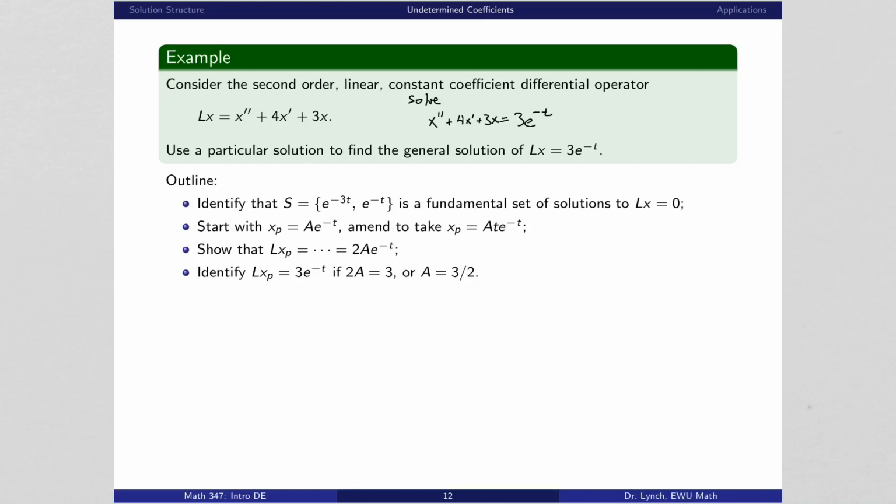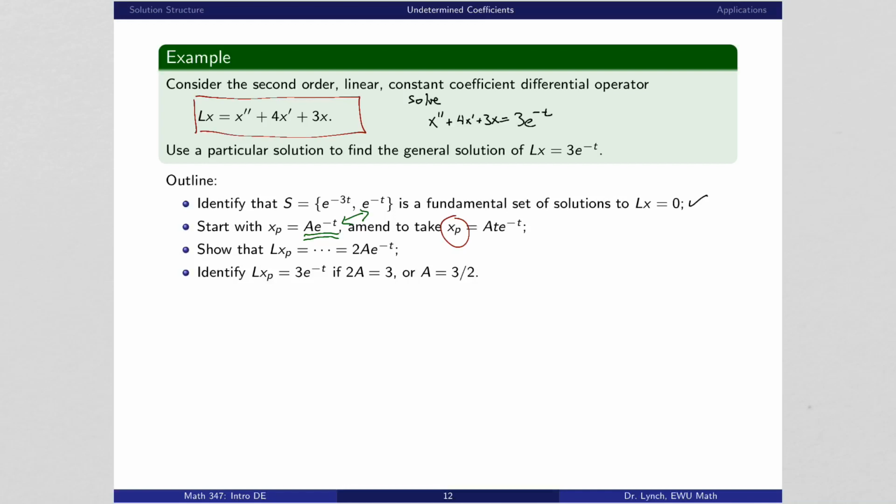Then to solve for the particular solution, we'll start with a general similar form of the right-hand side. The right-hand side is e to the minus t. We'll take a general similar form to be a e to the minus t. Now compare that to the fundamental set of solutions, and you can see that that's going to solve the homogeneous equation. So amend our guess, multiplying by t until our guess no longer solves the homogeneous equation. In this case, it just takes once, and take xp to be a times t times e to the minus t.